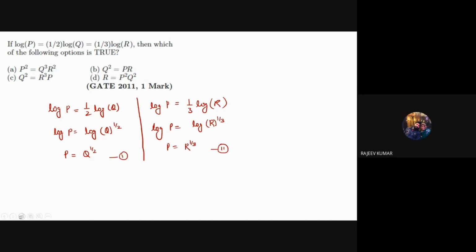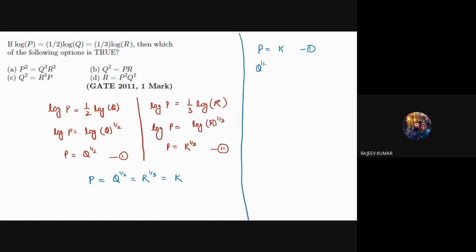Now I'll do one thing. I'll just compare it with a simple number or a simple alphabet. So I can say p equals q raised to the power 1 by 2, which equals r raised to the power 1 by 3. And let's say this all is equal to k. So p equals k, that is the first thing I have. Let me write it down over here.